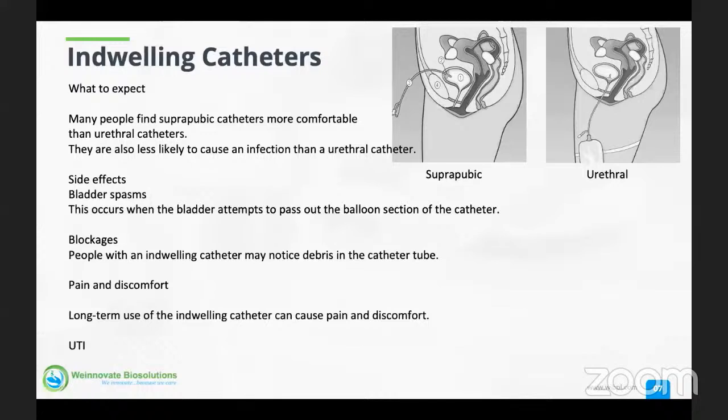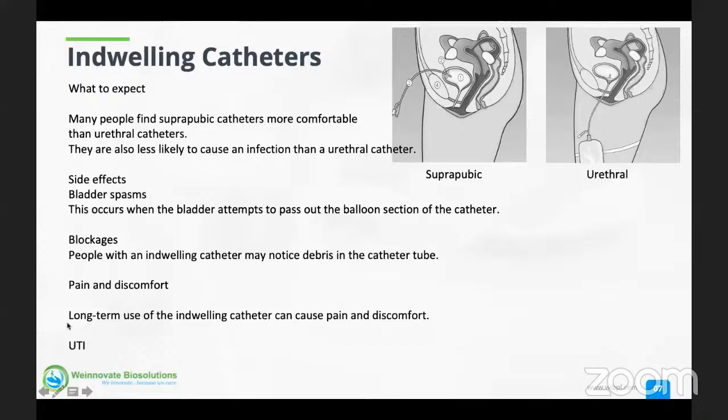Pain and discomfort: a lot of people feel pain and discomfort because it goes through the urethra. Besides, there are two types of materials the catheter is made of, one is silicone and another one is latex. Some people have allergies to the latex-based material also, especially if it is used for a very long period of time.